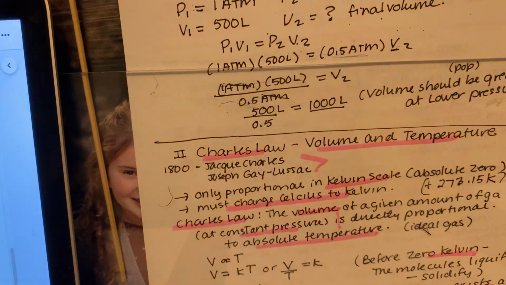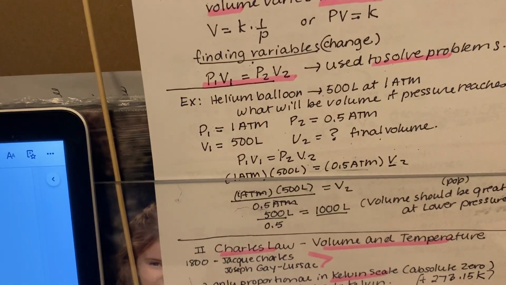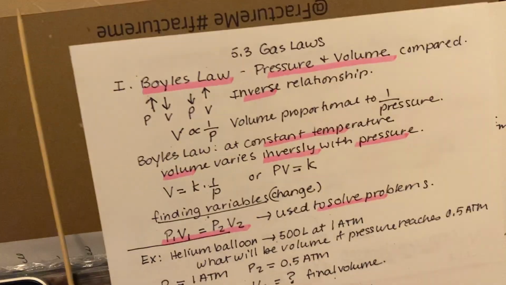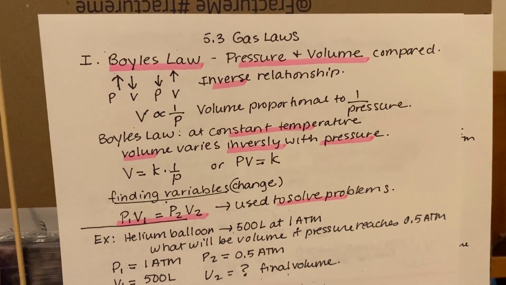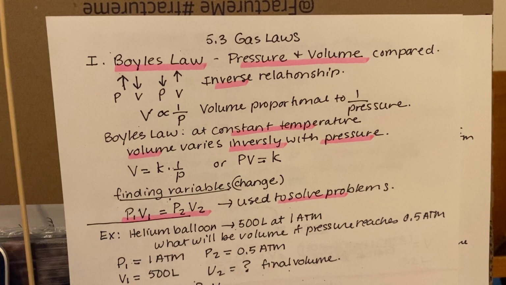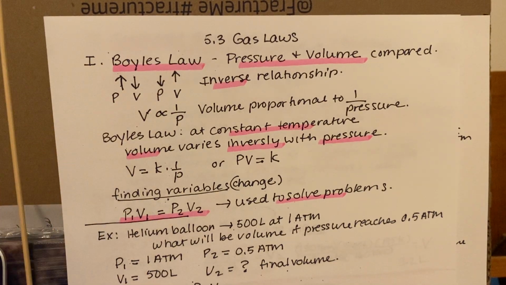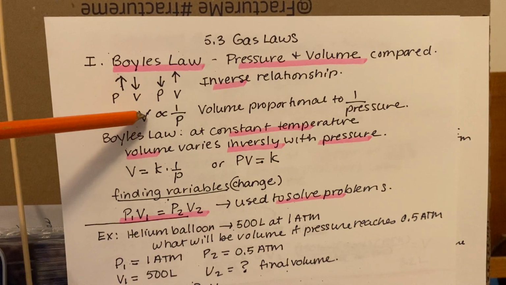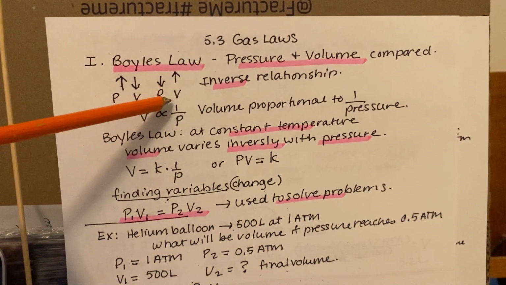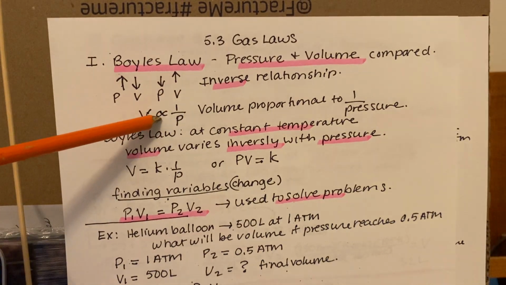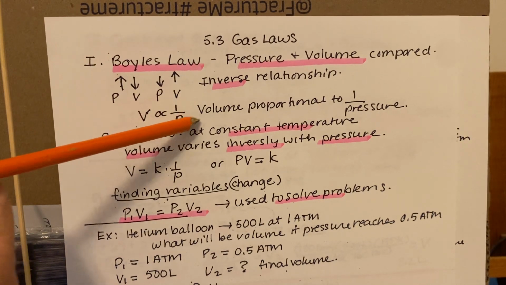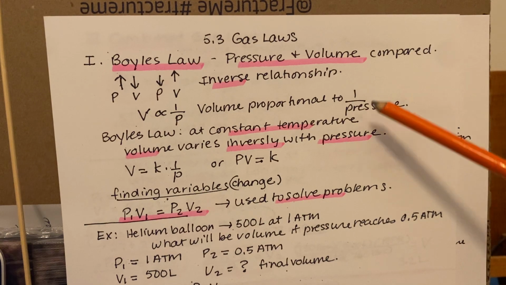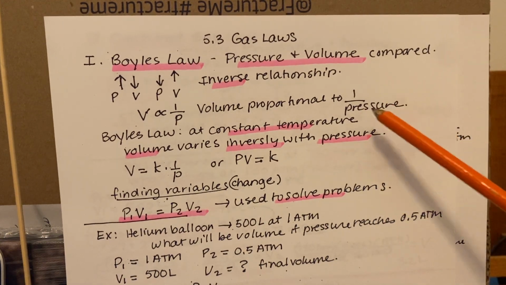So let's go to my notes here a little bit, and we'll go over it a little bit more. Okay, sorry. Gas laws here. Pressure and volume are compared, and as I said, the inverse relationship. And now we have V means volume, and volume is inverse over 1 over P. So this little sign right here is the sign of proportion. So it means volume is proportional to 1 over pressure, or the reciprocal.